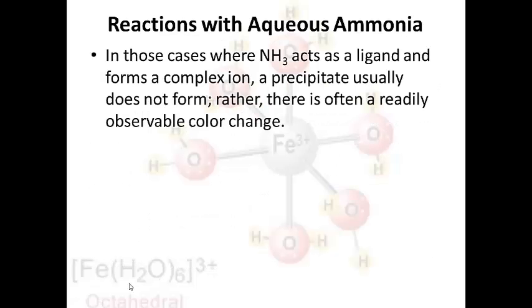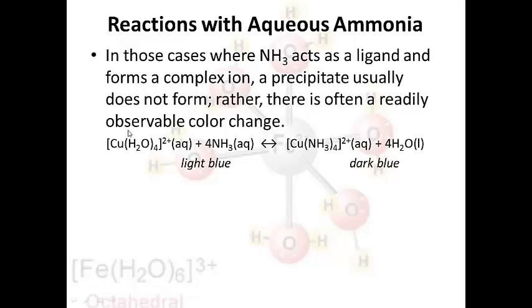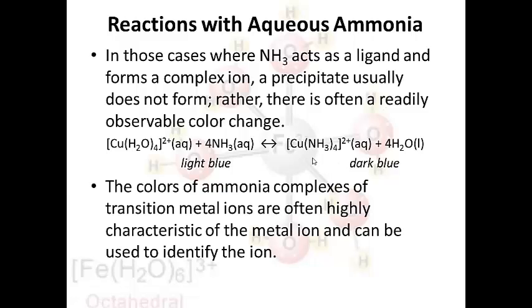So when the ammonia is acting as a ligand and forming a complex, you're not seeing the precipitate, but oftentimes what you're seeing is an observable color change. So that's what you want to look for. So here's an example where copper ion with ammonia can form this copper ammonia complex. My colors here have been shifted, but this light blue is just the copper in solution associated with the water molecules. And here, the copper being associated with the ammonia is dark blue. So you see this light blue to dark blue transition, and that's what tells you that you're forming this ammonia complex.